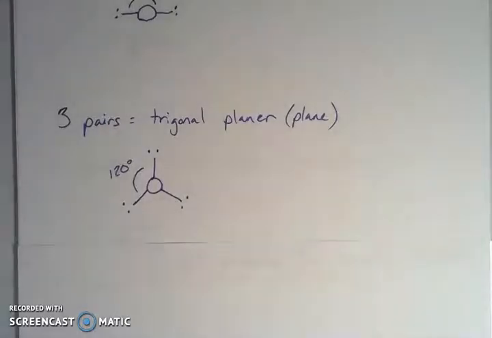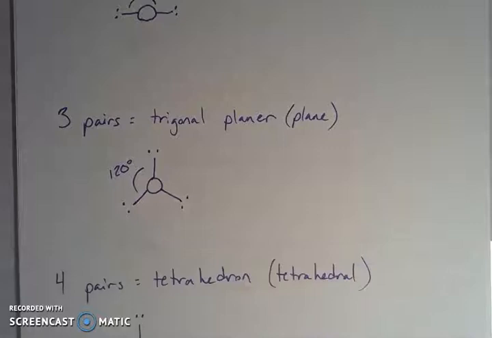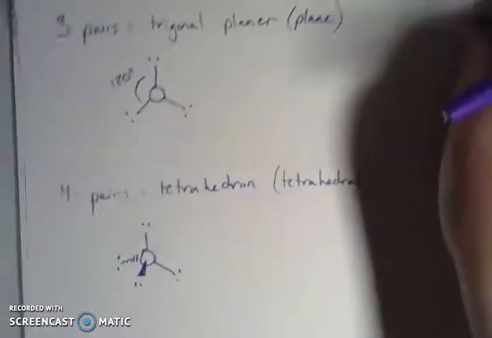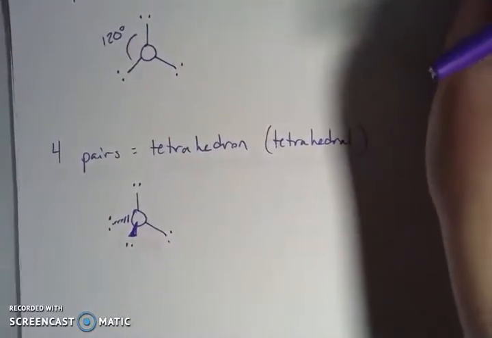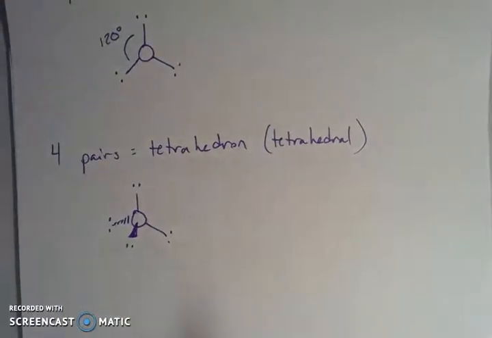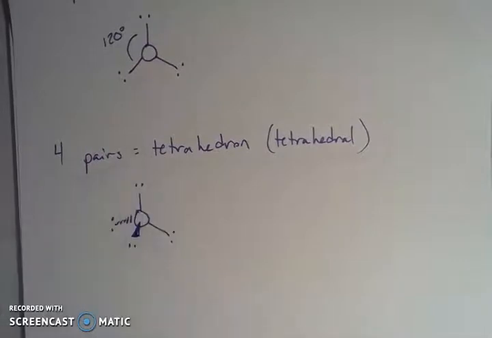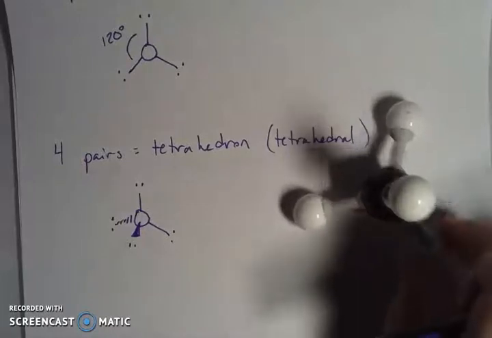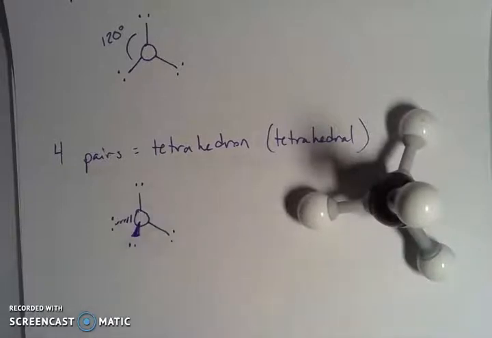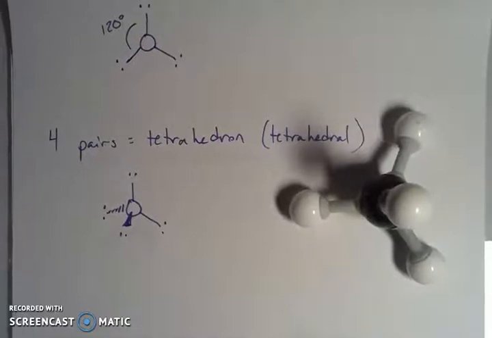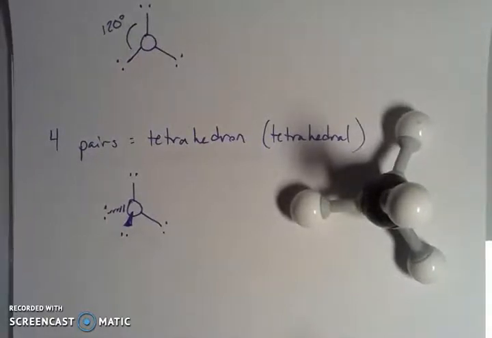Now, if we increase the number of pairs that we have and go to 4 pairs, that gives us what is called tetrahedral geometry. Tetra as a prefix means 4, like tetrapod, or when we were talking about naming in past videos, we talked about 4 of a thing having the prefix of tetra. And when we're talking about it in this context, of course, we're talking about 4 electron pairs around a central atom. So we say that the geometry is tetrahedral, and the shape that forms is a tetrahedron. So you'll see these used interchangeably for 4 pairs around a central atom.